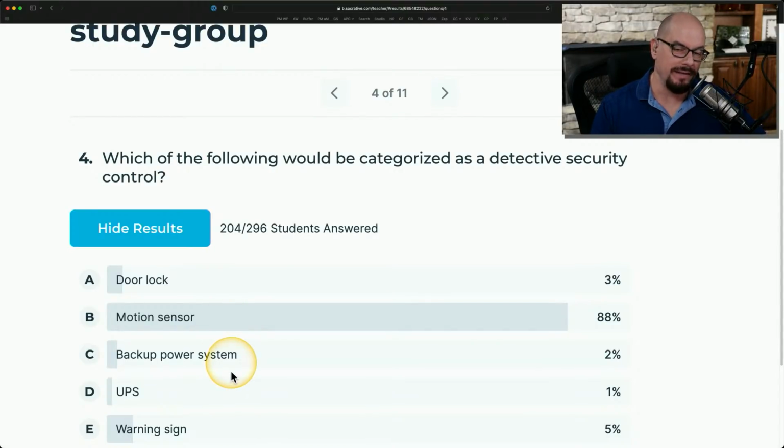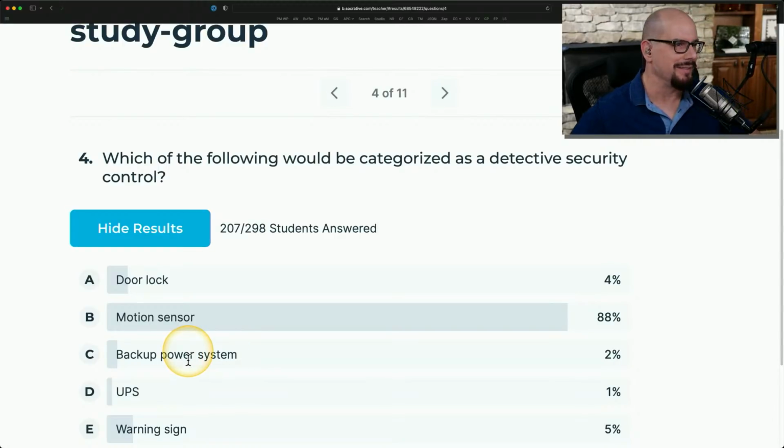And then we got effectively a four-way tie for second, starting with 5% for the warning sign, 4% for the door lock, 2% for a backup power system, and then 1% for a UPS, which is sort of the same as a backup power system, but not necessarily, and we can talk about that.